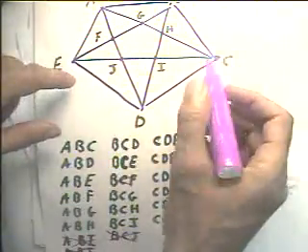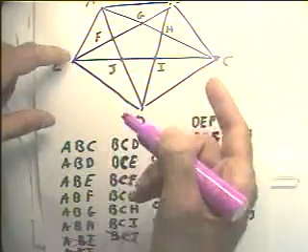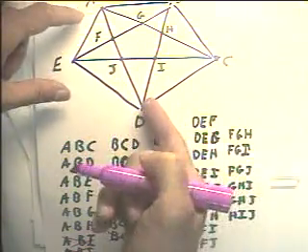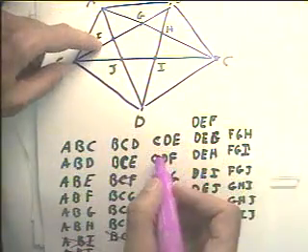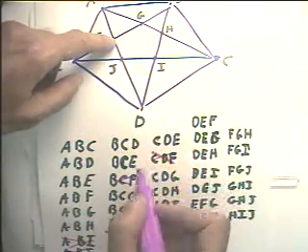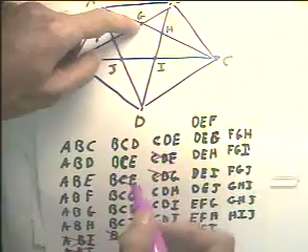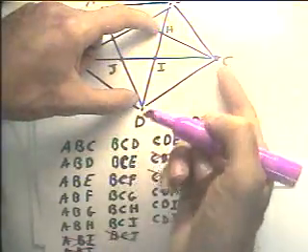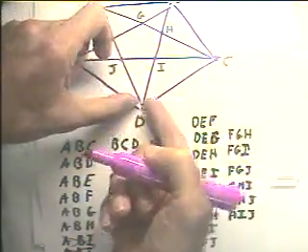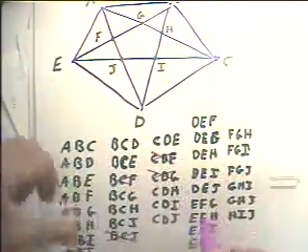And then we have C, D, E, perfectly good. C, D, F, no, that's no good, is it? Because there's no C, F again. And C, D, G, well, that's no good, there's no G. But then C, D, H, and C, D, I, and C, D, J all do make triangles.